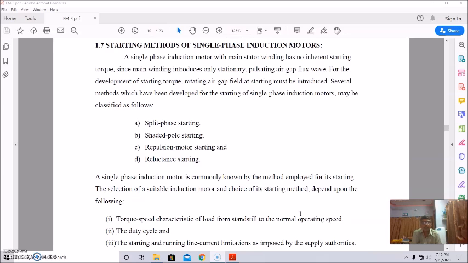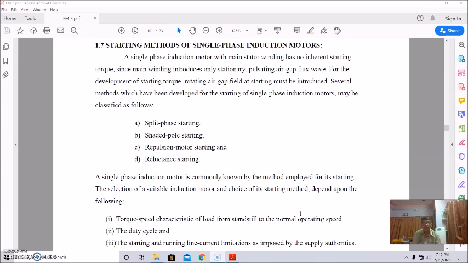Clear? So a single phase induction motor is commonly known by the method employed for its starting. What type of motor this single phase induction motor is, is known by its starting method.